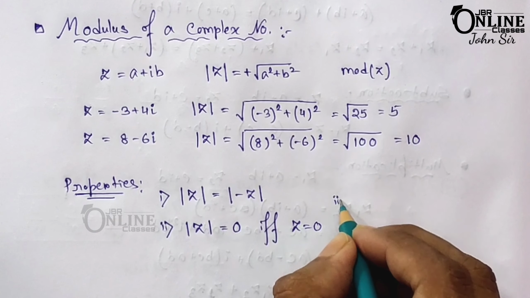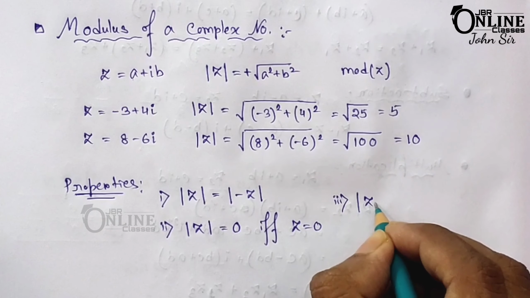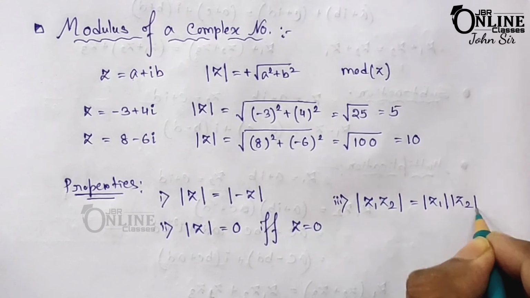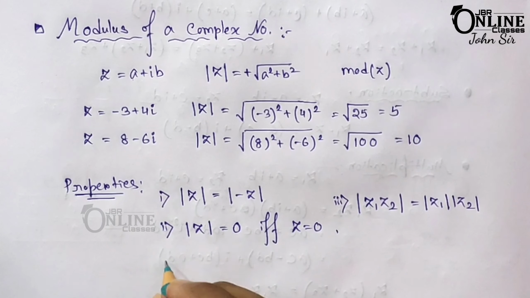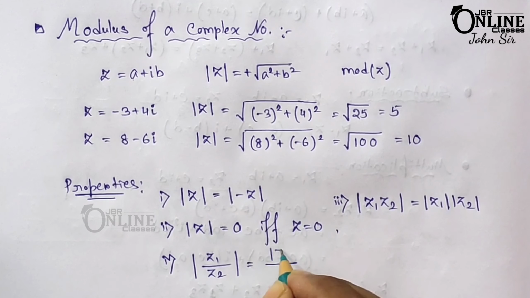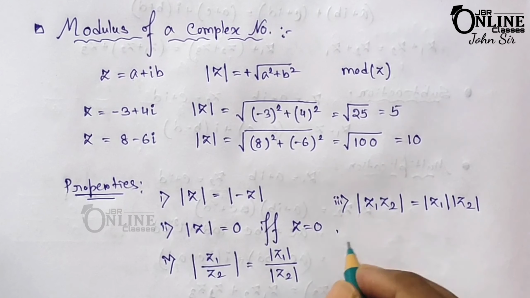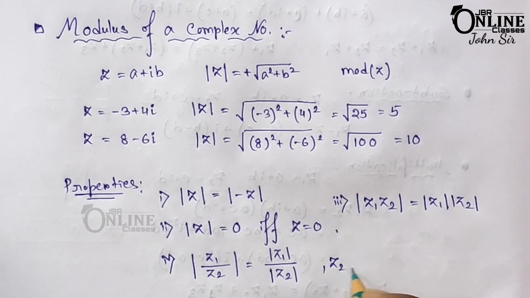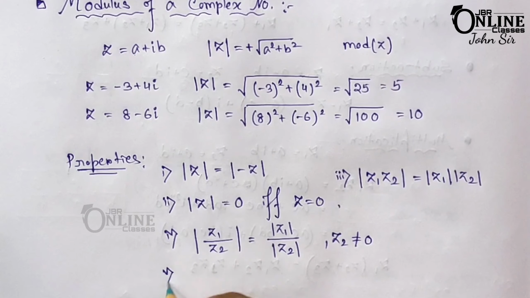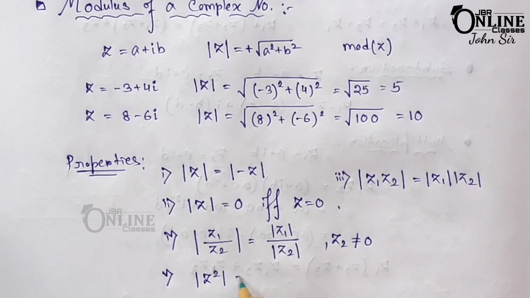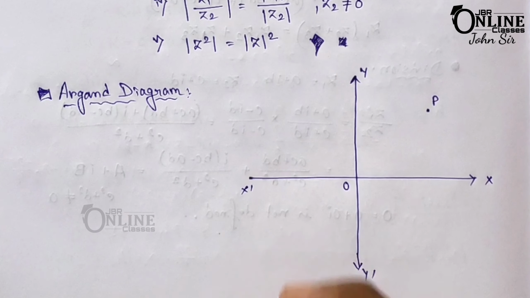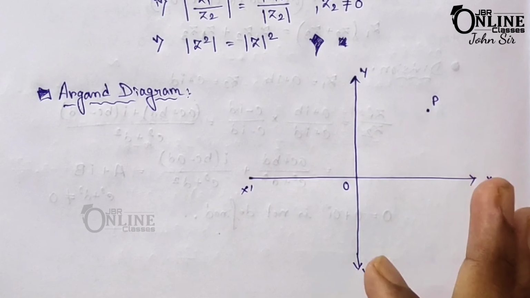Okay, now the third property: mod of z1 z2 equals mod z1 times mod z2. The same holds for division: mod of z1 by z2 equals mod z1 divided by mod z2, provided that z2 is not equal to 0. Now the other one, number 5, is mod z square equal to mod z, whole square.